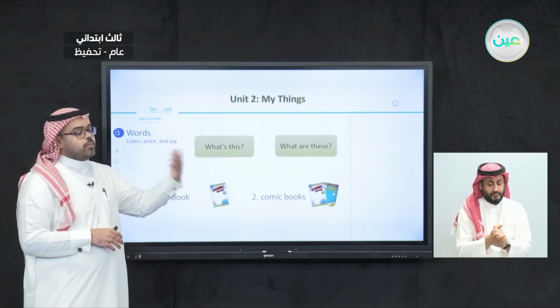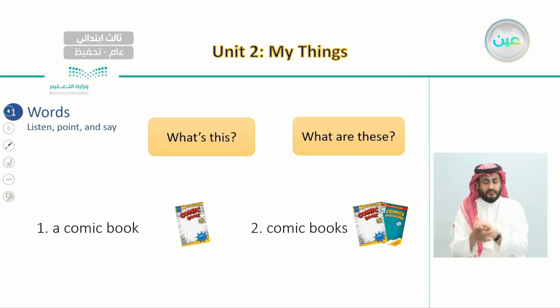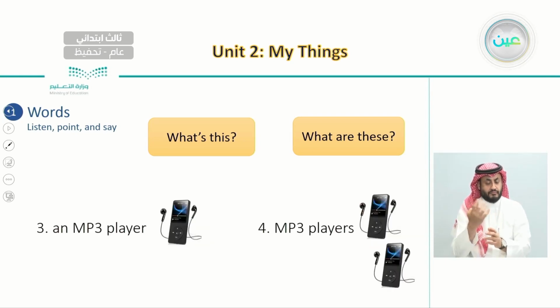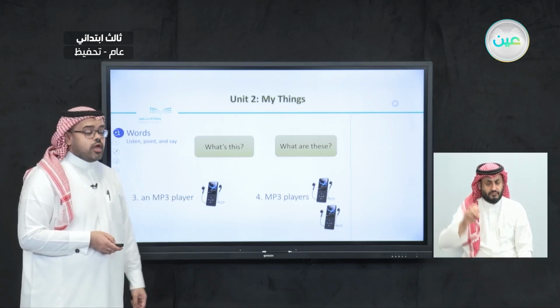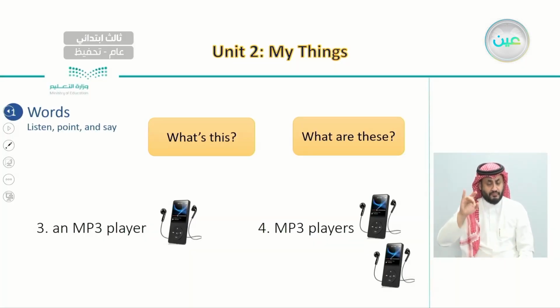But when we talk about more than one thing, like these, this time we don't use an article, we add s to the word. We said comic books. Now let's try number 3 and 4. So, what's this? It is an MP3 player. So, what are these? They are MP3 players.